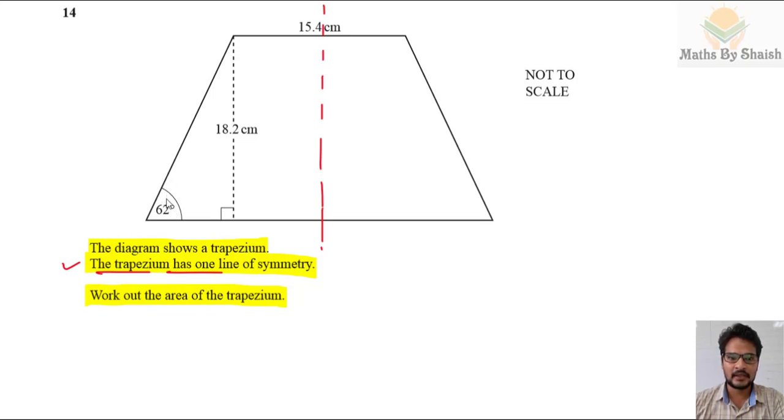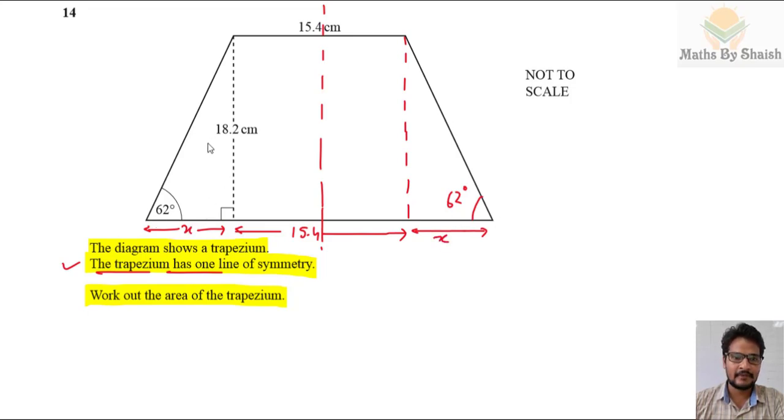It means if this angle is 62 and we draw another vertical line, then we'll get two congruent triangles. So it is also going to be congruent to the previous triangle, that is, it is also 62 degrees. So we can mark that if this side length is x, this will also be x, and this is of course 15.4 because it is the same as the top length. Now if we can find this x, we can calculate the area of the trapezium, because the area of a trapezium is half into the sum of parallel sides into its height.